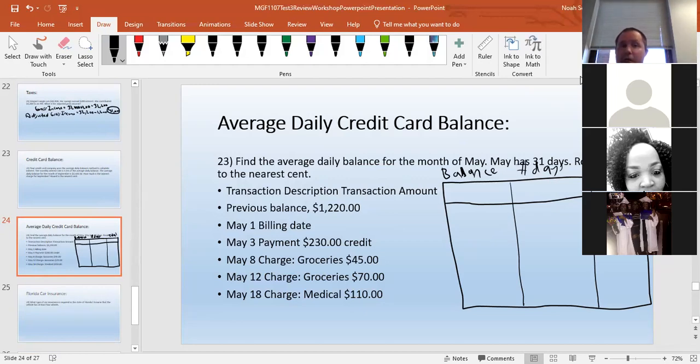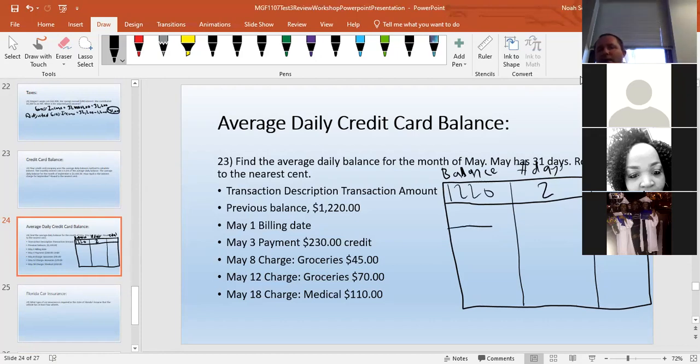Now, what was the starting balance here? It was 1,220. That's the previous balance, on the billing date of May 1st. Now, how long did it stay at that balance before a transaction was made? Well, there was May 1st and May 2nd, but on May 3rd there was a change in the balance. So just 2 days it was a balance of 1,220.